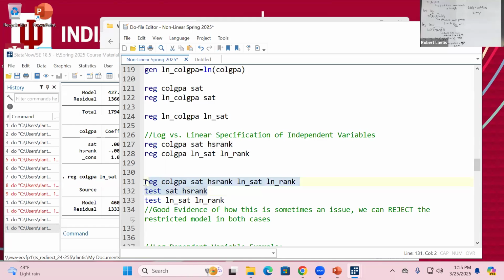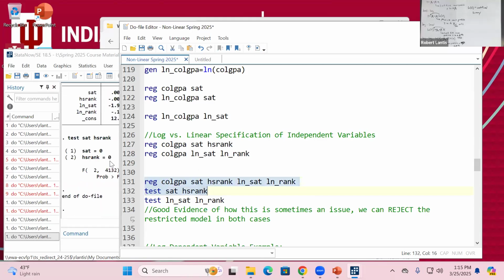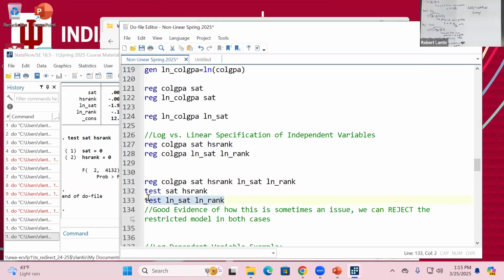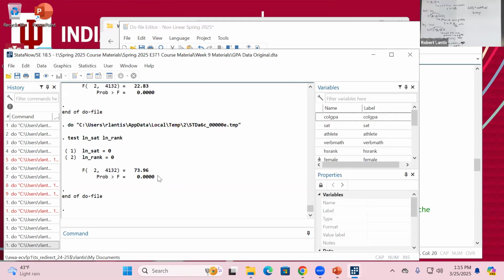So I can run this regression, use that test command that does our joint significance test of multiple variables. And I can say here, well, look, it looks like I strongly reject the null here that these coefficients are zero. It looks like this should be estimated as a linear relationship. Now, the problem with doing this is if I did the same thing, but I did a test on the log terms, oh, geez, I get that I should reject those as well. So that might be the case.